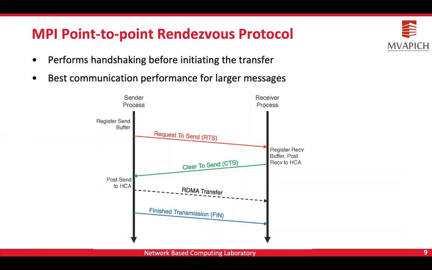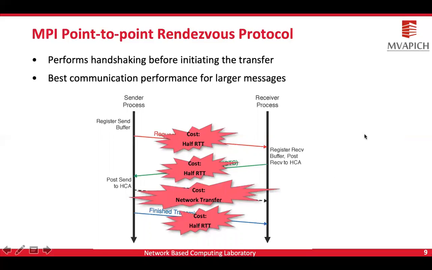Another protocol is the rendezvous protocol. This protocol does not have copy operations of the real application data as we saw in the eager protocol. However, it has some overheads for handshaking. The sender sends the RTS message, then the receiver sends back the CTS message. Then we have the RDMA read or write, and in this example we have RDMA write, and at the end we will have the FIN packet. As you can see, there are several costs regarding this protocol.